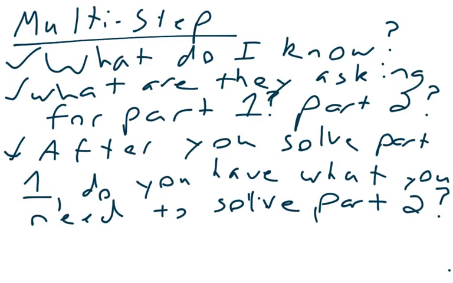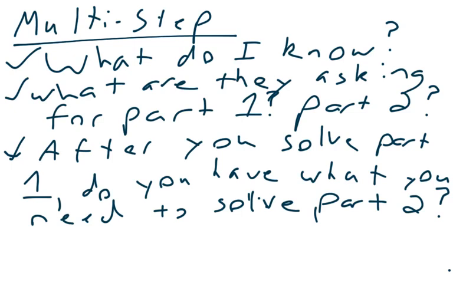So when it's a multi-step problem and you have to do more than one thing, again, the first thing you ask: what do I know about this problem? What information do they give me? And what are they asking me? What are they asking me for part 1? What are they asking me for the first part of the question? And what are they asking me for part 2?